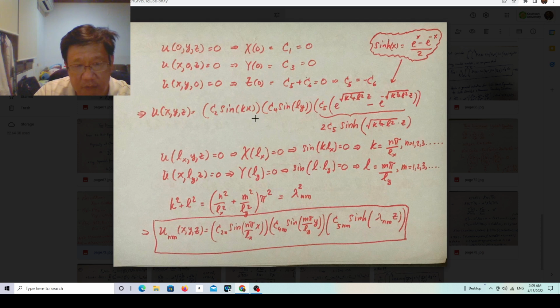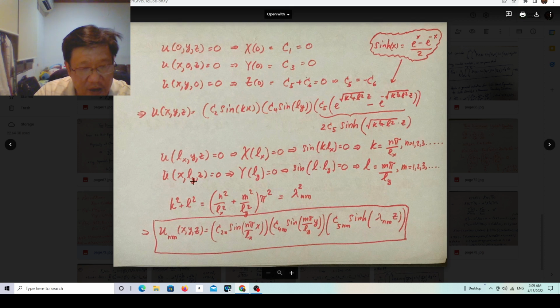And to make this term zero, you can find the k value. k needs to be equal to n times pi divided by L sub x, for the positive value here, always positive, when n starts from 1 to infinity. This is the condition of k.